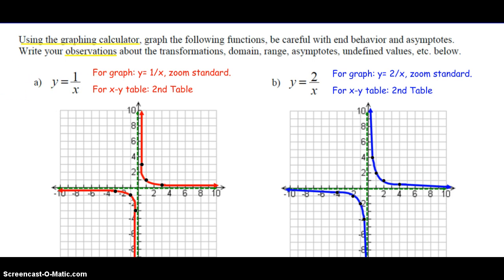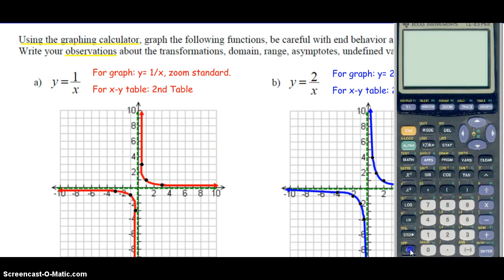Go to y equals on the graphing calculator, and I'll show you right here. Here's the y equals button, and I'll go ahead and clear out this function that we have. And what you would do is put in 1 over x, and of course this is the key right here, right under the mode key, where you would find the variable. So you put in 1 over x, and then what we would do is zoom standard.